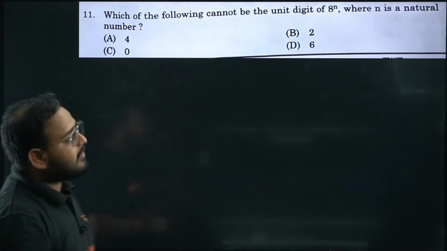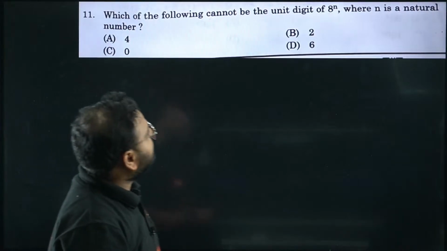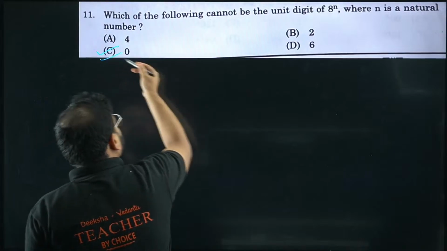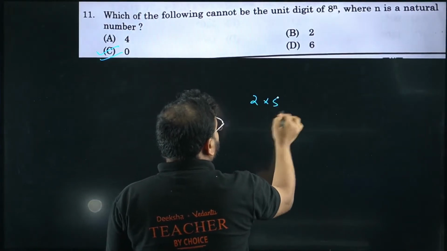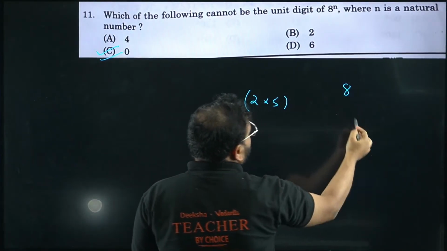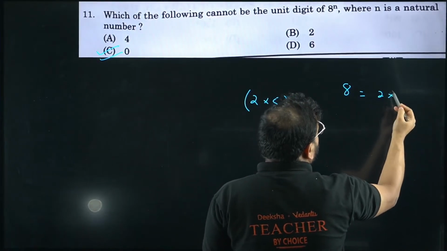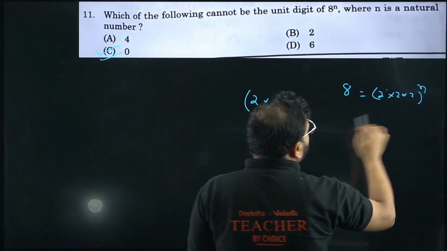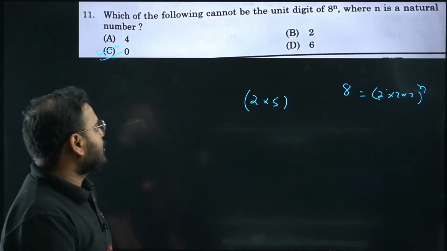Moving on now. 11th one. Which of the following cannot be the unit digit of 8 power n? Of course, sir, 0. Because for 0 we need 2 and 5 as the factor. But for 8, do we have that? No, sir, we have only 2. Only 2 is there, right? So we'll never get this as true. Please check. So we have only 2 power.